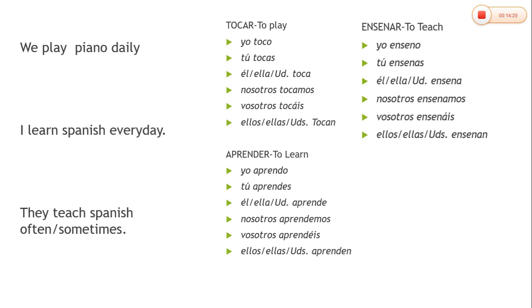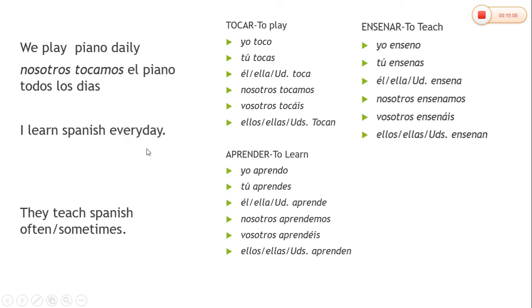We play piano daily. So what is the verb? Play. Tocar. Yo toco, tú tocas, él, ella, usted toca, nosotros tocamos, vosotros tocáis, ellos, ellas, ustedes tocan. Regular verb. So it is very easy to remember. We play. Nosotros tocamos piano todos los días. Nosotros tocamos, well, right, the article is used, el, which is the masculine article, because piano is a masculine noun. So nosotros tocamos el piano todos los días.